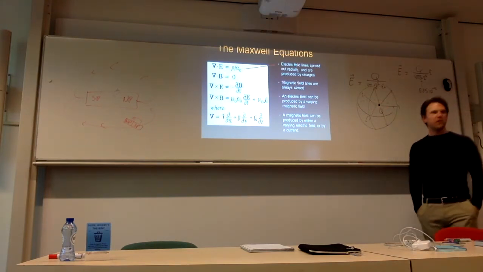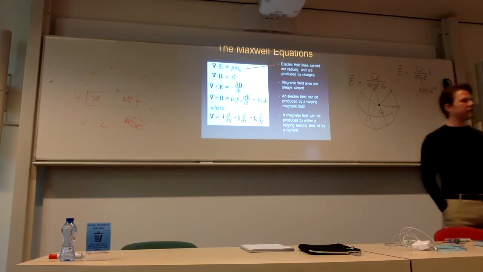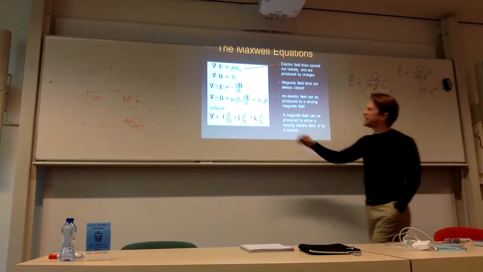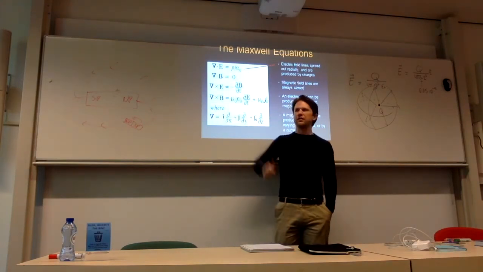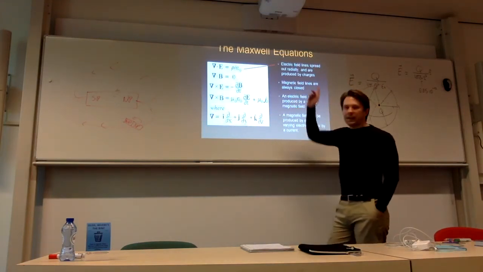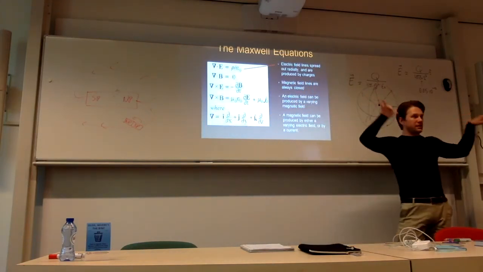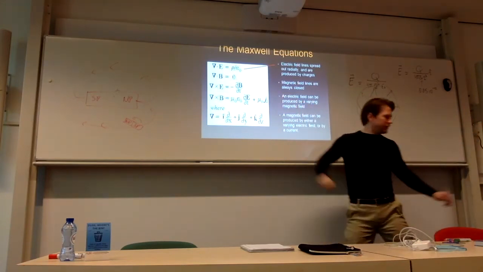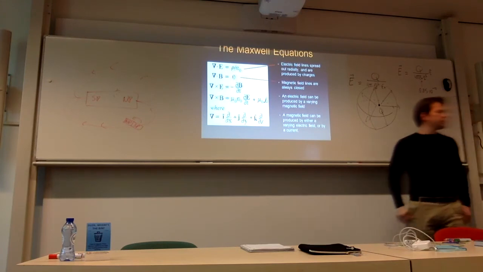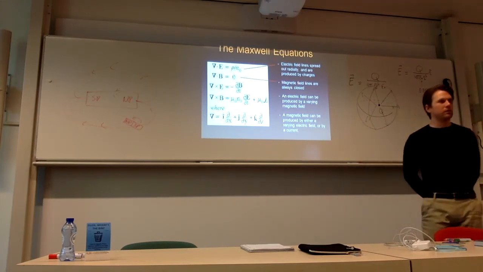This one says, if you can read your mathematics, that electric field lines are produced by the amount of charge per cube. Rho is the charge density. And it also says that they point out radially. That's what it says. This one, the second one, tells you that magnetic field lines are always closed.